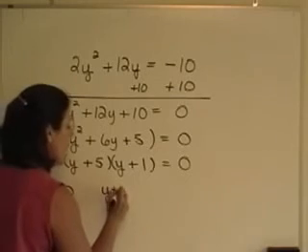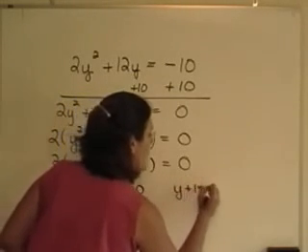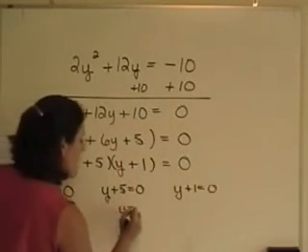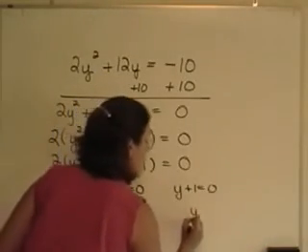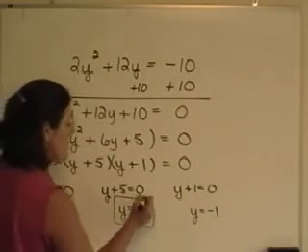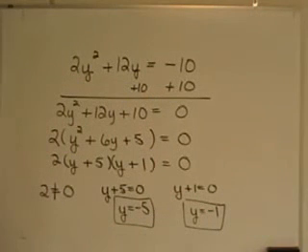However, the y plus 5 does need to be set equal to 0, and the y plus 1 as well. In this case, I'll subtract 5 from both sides, and I'll get a negative 5 as one of my solutions. Here I'll subtract 1 from both sides, and I'll get a negative 1 as one of my solutions. And these are my 2 answers to this equation.